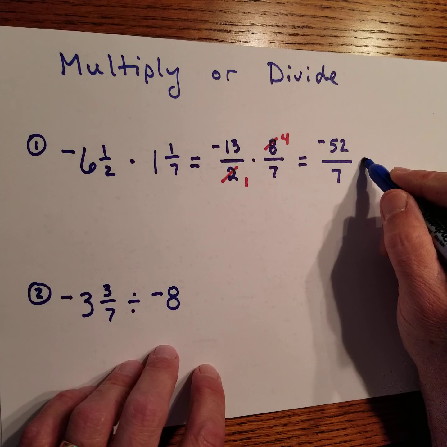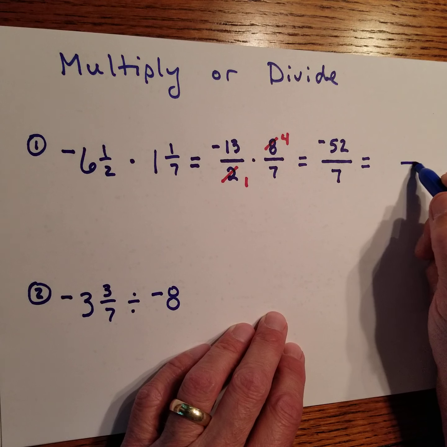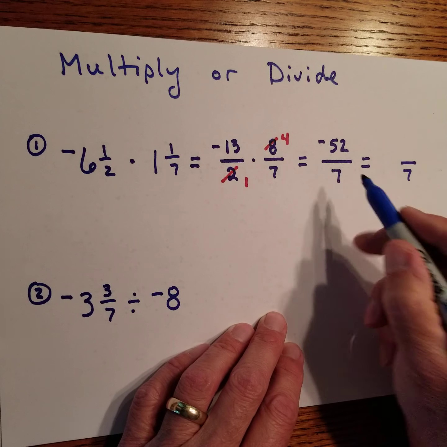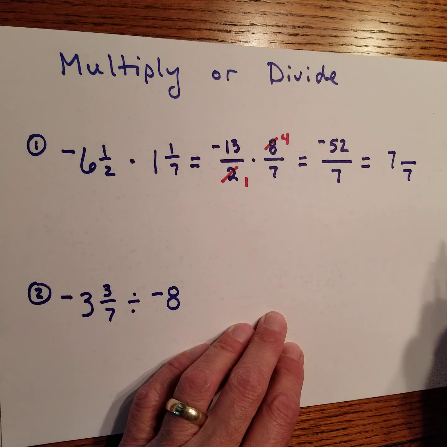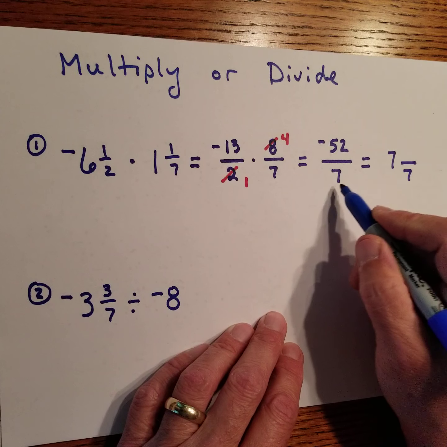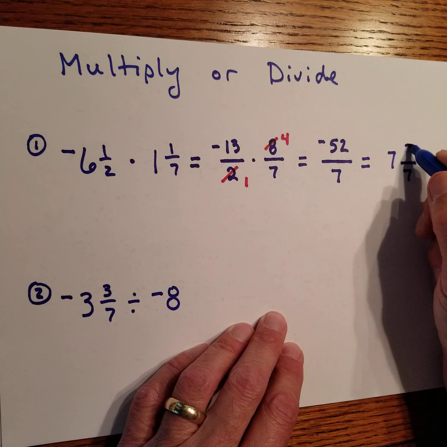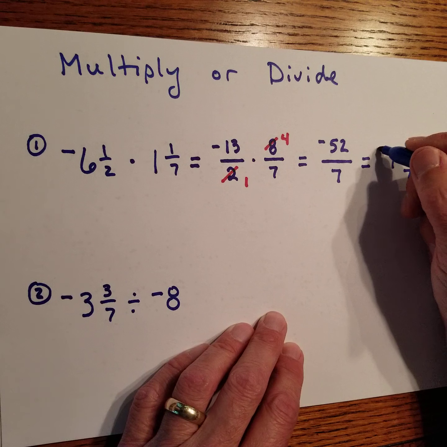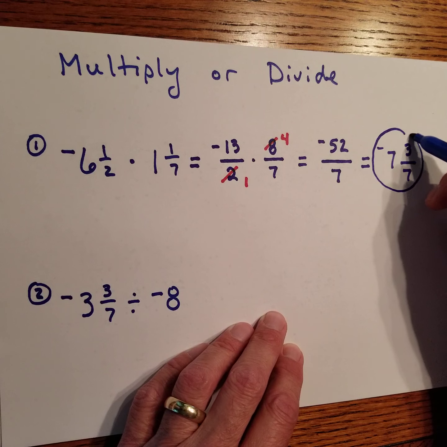Now 52 over 7, that's improper. Let's change that back into a mixed number. Keep the common denominator. How many times does 7 go into 52? It goes in 7 times. 7 times 7 is 49. 49 from 52 is 3. So my final answer, negative 7 3/7. Got it.